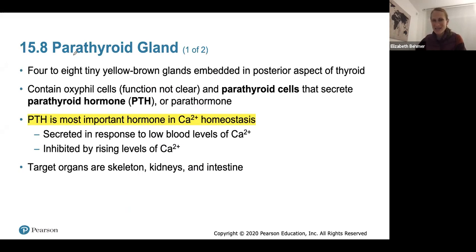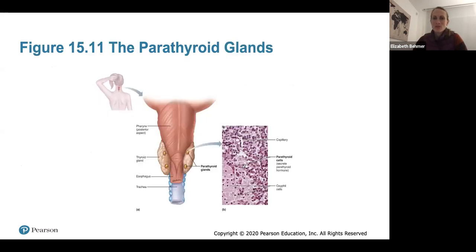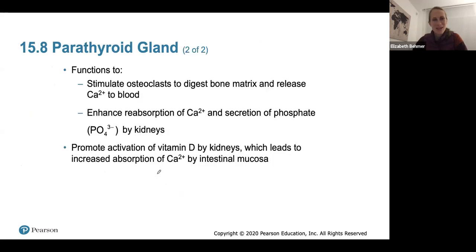Parathyroid glands are 4 to 8 little tiny yellow-brown glands that are embedded in the posterior aspect of the thyroid. Parathyroid hormone is the most important hormone for calcium levels in the blood, and it will increase blood calcium levels. It's secreted in response to low blood calcium levels. It targets the organs of your skeleton, kidneys, and intestines to preserve calcium and put it back into the blood. Here are the little tiny pea-sized structures on the back of the thyroid gland, the parathyroid glands.